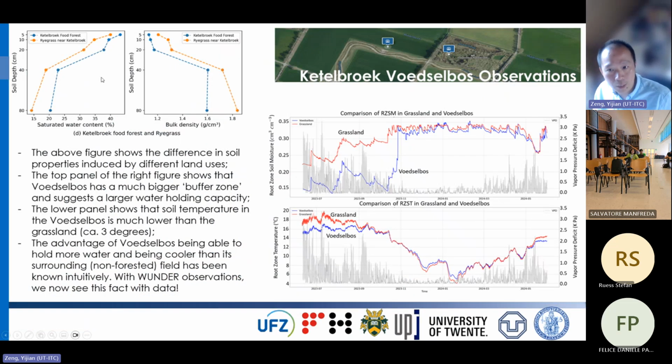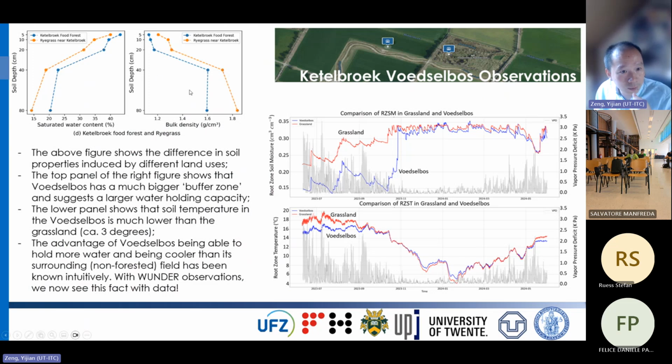And this is actually our data. As I mentioned, we installed two locations. One on the right is in the food forest, and one on the left is in the surrounding fields. And then we take soil samples as well, and we monitor the soil moisture and the soil temperature profiles.